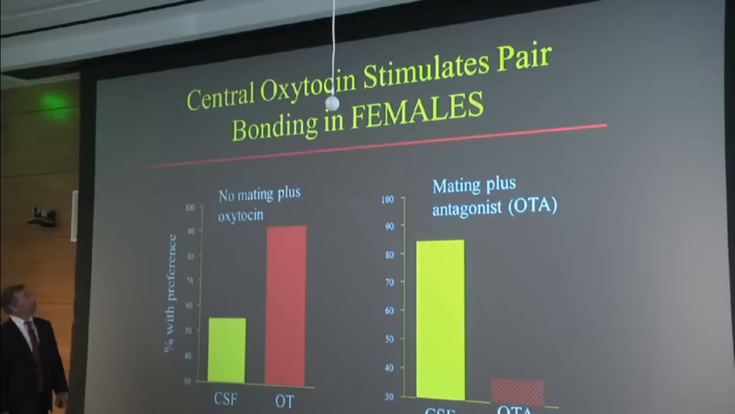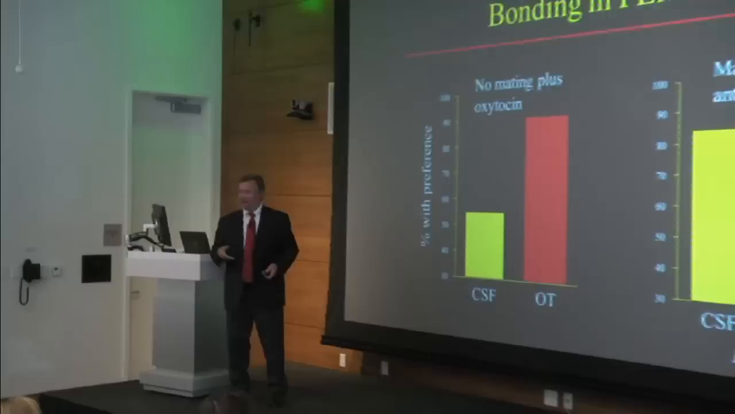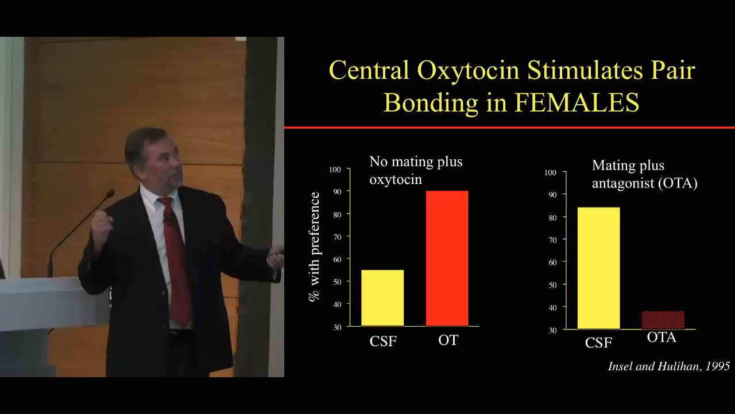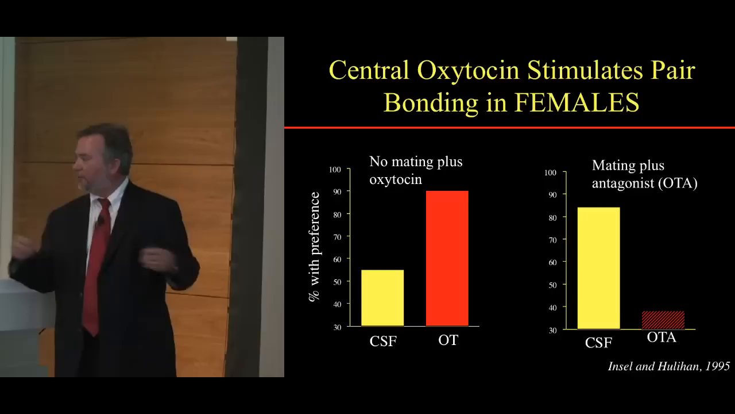So again, as I mentioned, Sue Carter and Tom Insel thought maybe oxytocin was involved in that process. So they did a simple experiment where they took female virgins, infused them in the brain with either CSF, cerebrospinal fluid, or oxytocin, and placed them with a male but did not allow them to mate. And they found that in the case of no mating, if you infuse oxytocin into the brain, the animals develop this partner preference. If you infuse an oxytocin receptor antagonist to block the receptors, and you allowed them to mate, you prevented pair bond formation. So here's one molecule that plays a critical role in the formation of a bond between these two animals that are mating.